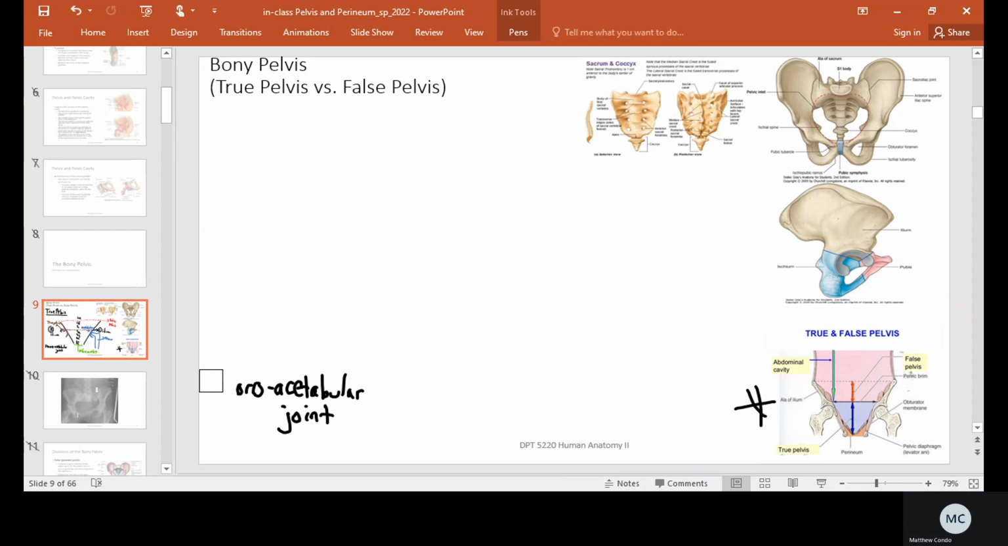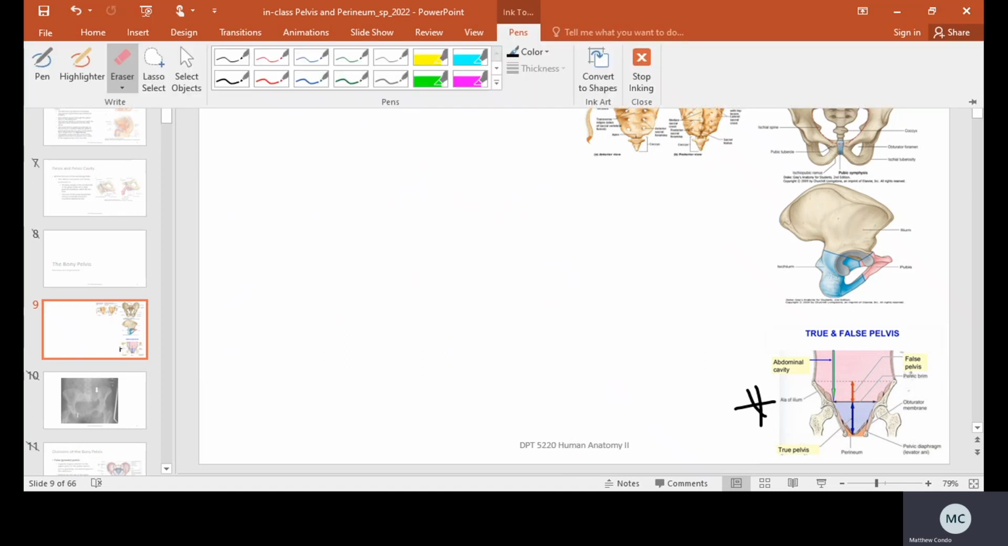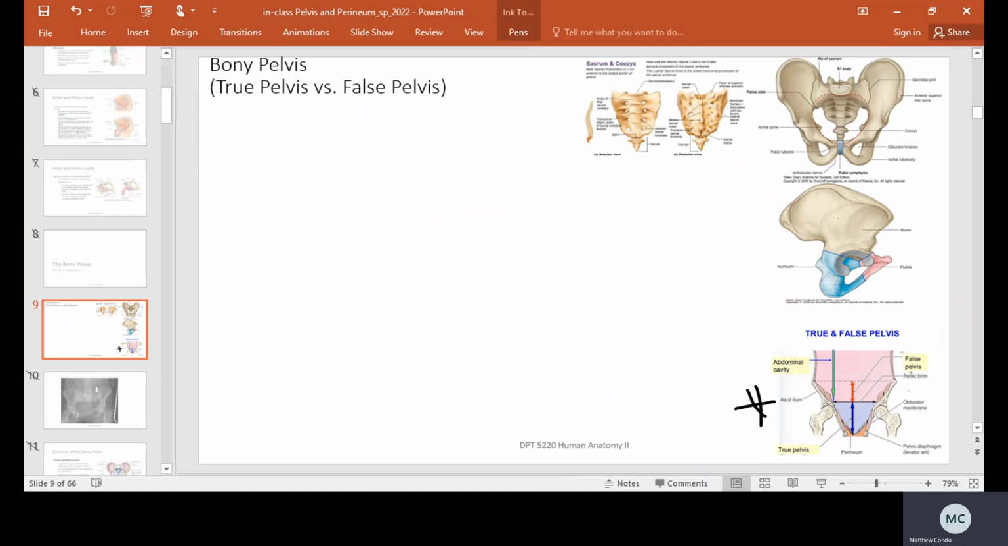When we consider patients falling, especially in an aging population, that's a very big concern, fracturing the pelvis. Which one of those, as a general rule, is going to be a bigger immediate blood loss that we need to be concerned of, fracturing the true or false pelvis? A true pelvic fracture is going to be much more life-threatening than a false pelvis fracture.